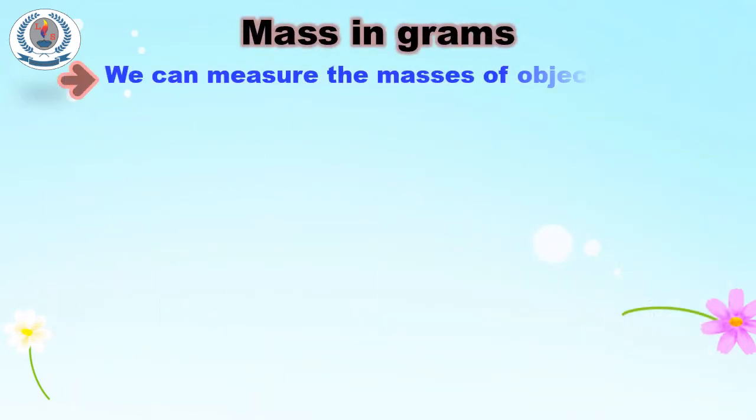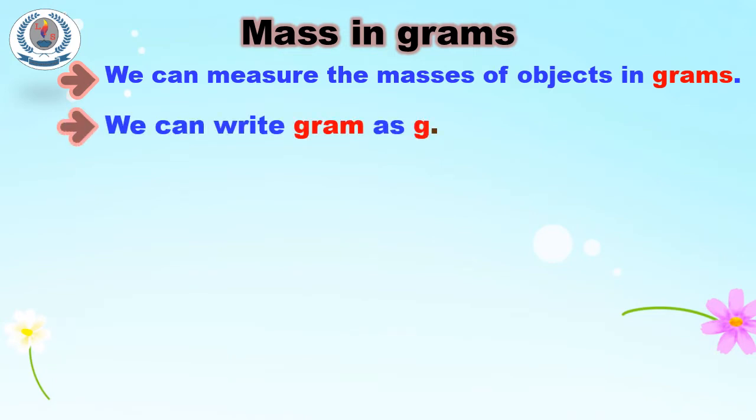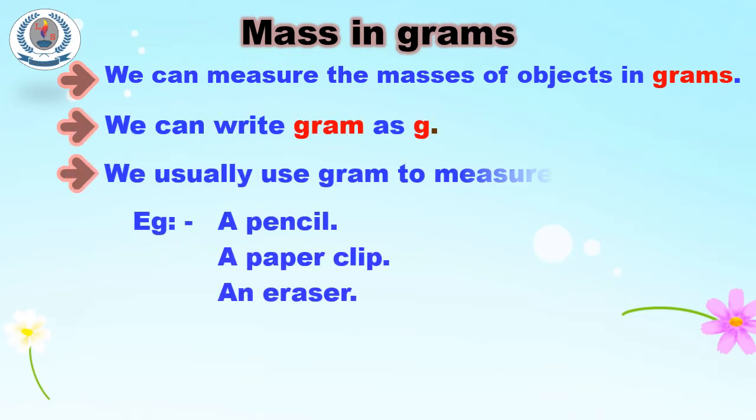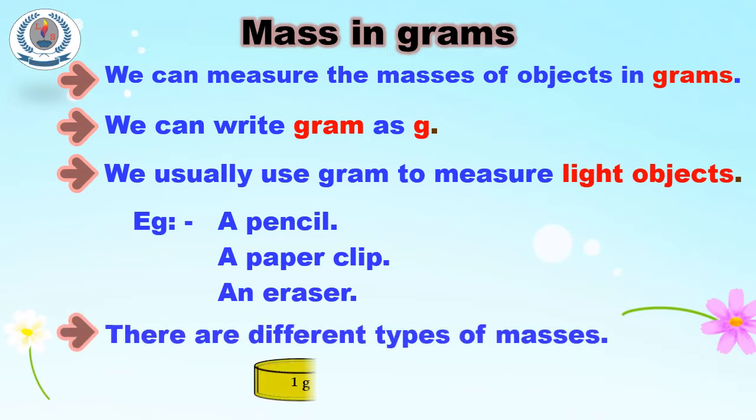We can measure the masses of objects in grams. We can write gram as simple G. We usually use gram to measure light objects, for example, a pencil, a paperclip, an eraser. There are different types of masses, such as 1 gram, 10 gram.